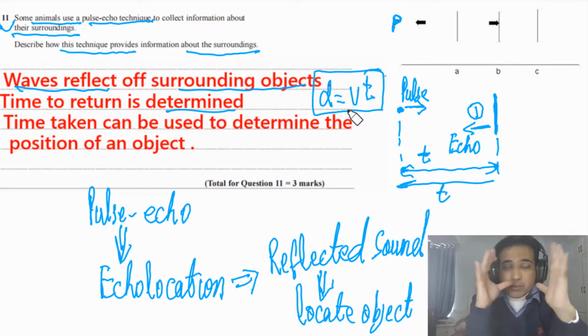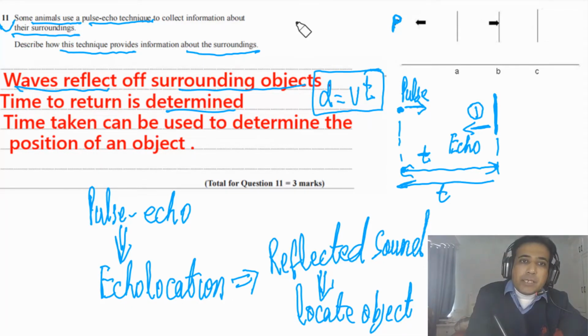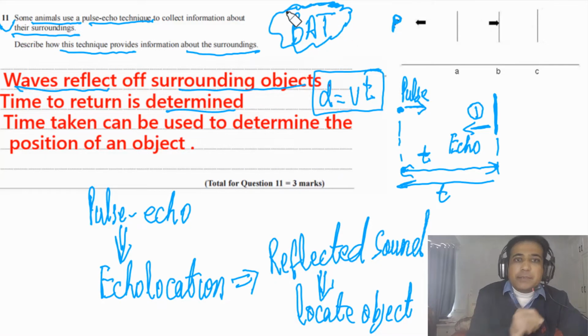So the animal can detect the time duration. Based on that, they can figure out where the object is located, and this technique is used by bats, the flying bats. This question has 3 marks, so if you have written these 3 points you will get 3 marks.